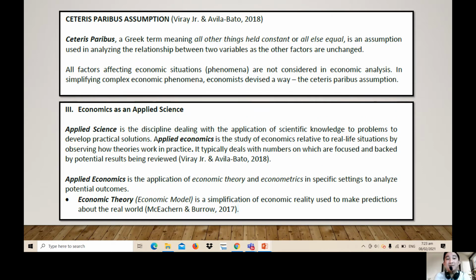Next, the ceteris paribus assumption. When we say ceteris paribus, it is the Latin term meaning all other things held constant or equal. It is an assumption used in analyzing the relationship between two variables as other factors are unchanged. So all factors affecting economic situations are not considered in the economic analysis. In simplifying the context of economic phenomena, economists devised ceteris paribus assumptions. This is applicable to our concept of demand and supply.